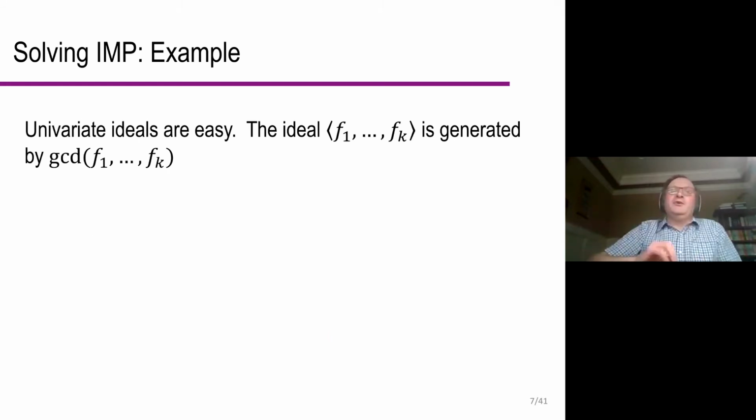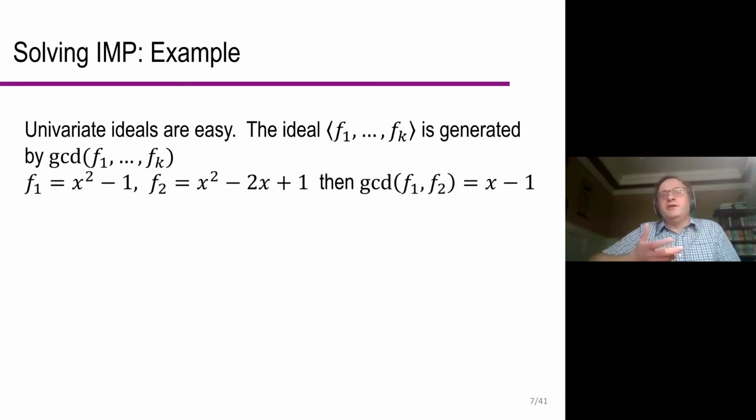So if we have a univariate ideal, just one variable, then the ideal generated by some polynomials is actually generated by a single one: the greatest common divisor of this family. For instance, if I have these two polynomials, x squared minus 1 and x squared minus 2x plus 1, we can easily see that the greatest common divisor of the two is x minus 1. If you're not sure, you can check it in probably 15 seconds.